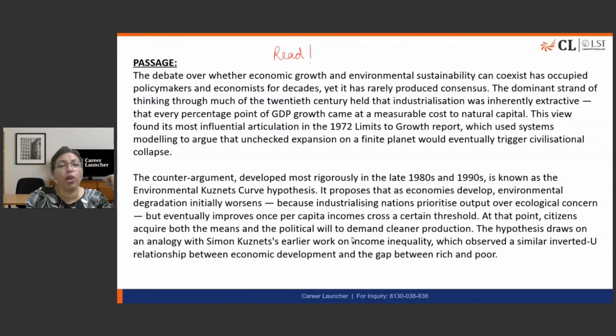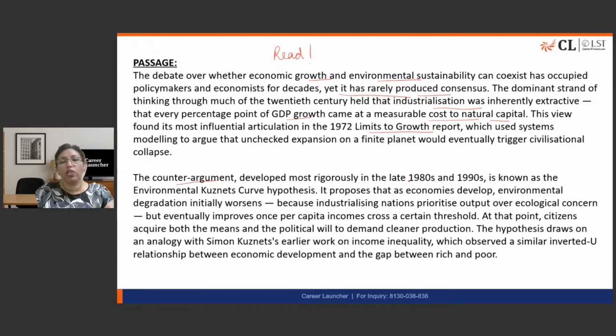Hi, Siddhi. I hope you have read this part of the passage, and I can go on to the next part. Very quickly, the important thing is that there was a debate whether economic growth and environmental sustainability can coexist, but the debate has not given us any solution. The dominant strand of thinking is that industrialization was extractive, that every amount of GDP growth had a measurable cost to natural capital. In the Limits to Growth report, this was what was mentioned.